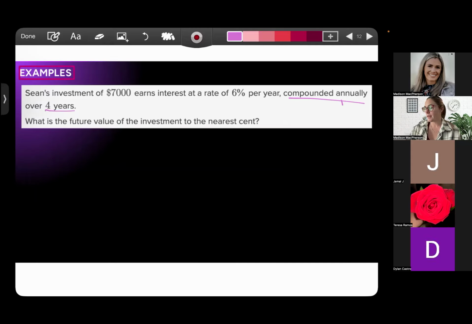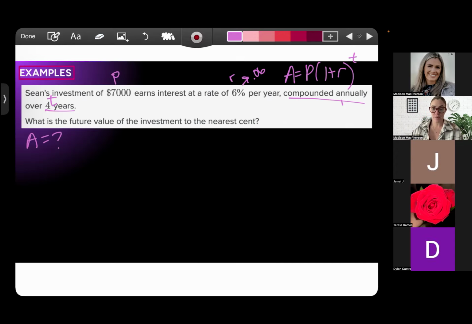So we have our P. Here's our P. Here's our R, but remember we want to turn it to a decimal, so it's 0.06. And then here is my T. And we want to know what is the future value of the investment. So we want to know what's A. So the formula was A equals P times 1 plus R to the power of T.